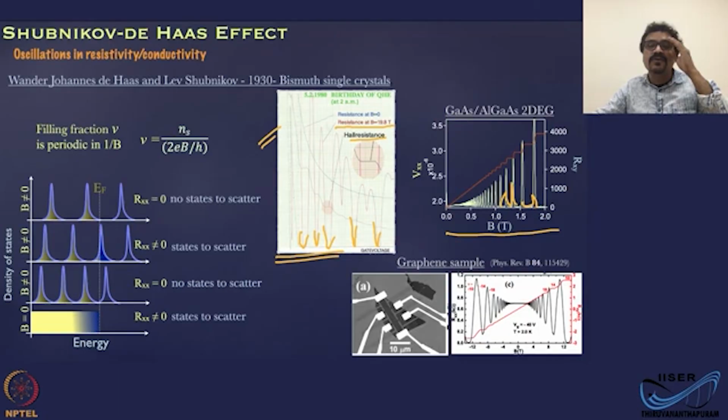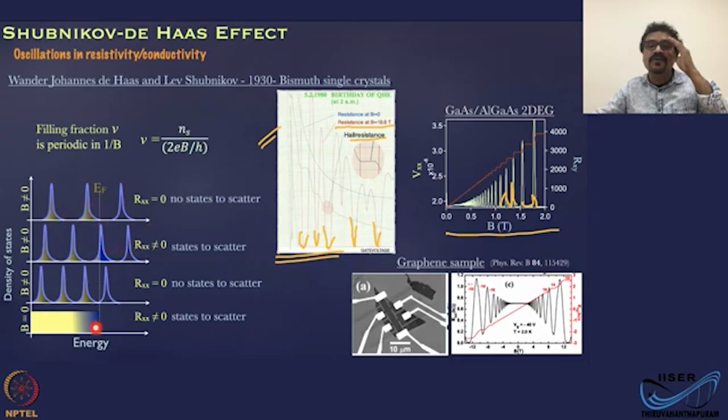Now we know that the filling fraction nu is periodic in 1 by B. Ns = 2e by h into 1 by B is actually periodic in 1 by B. So this is again how the Landau levels are going to behave when you increase the B field.